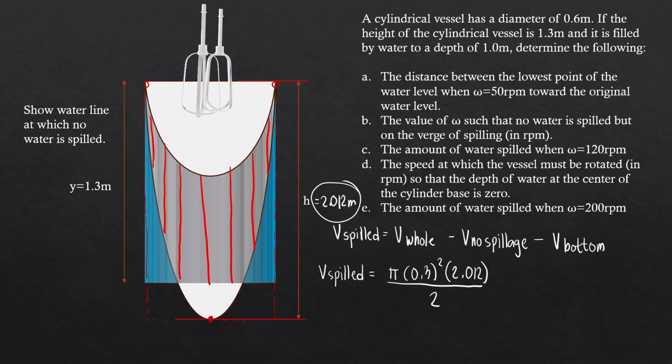And then we're going to subtract the volume for no spillage or on the verge of spilling. So that's going to be pi times the radius squared multiplied by the height, which is 0.6, divided by 2. However, notice that for this small paraboloid, we can't directly identify the dimensions of our circumscribing cylinder. This is because this is our vertex, and then these are our highest points. And so we actually have this circumscribing cylinder.